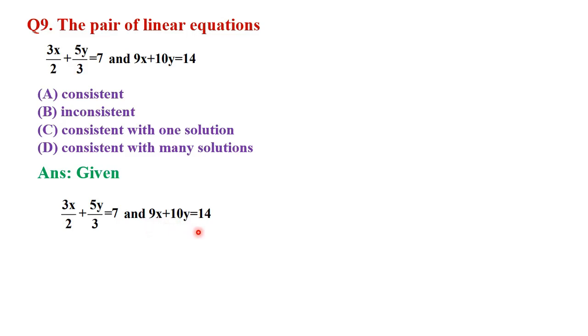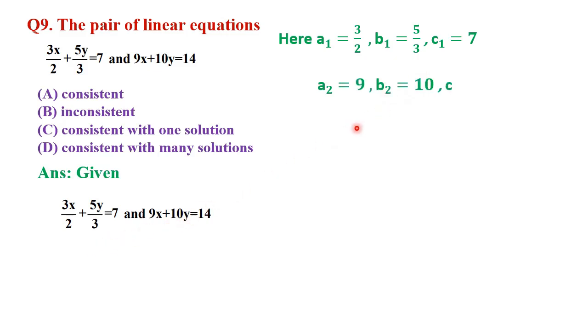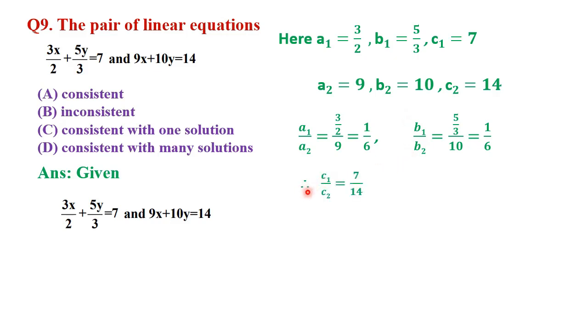9x plus 10y is equal to 14. Here A1 is equal to 3 by 2, B1 is equal to 5 by 3, C1 is equal to 7, A2 is equal to 9, B2 is equal to 10, C2 is equal to 14. Now A1 by A2 is equal to 3 by 2 divided by 9 is equal to 1 by 6. B1 by B2 is equal to 5 by 3 divided by 10 is equal to 1 by 6. C1 by C2 is equal to 7 by 14 is equal to 1 by 2.